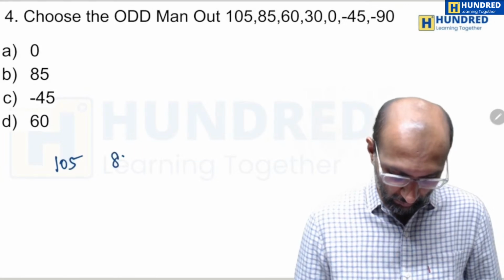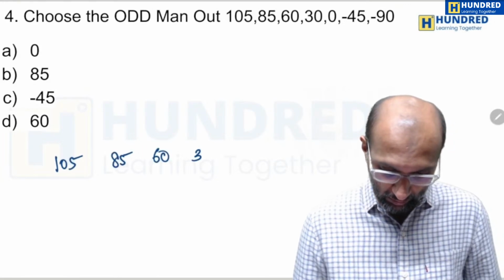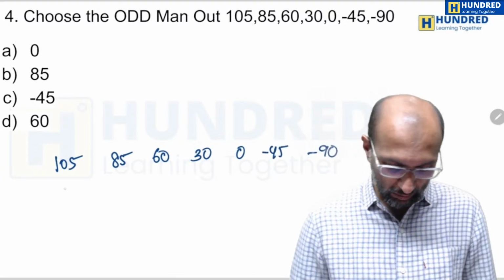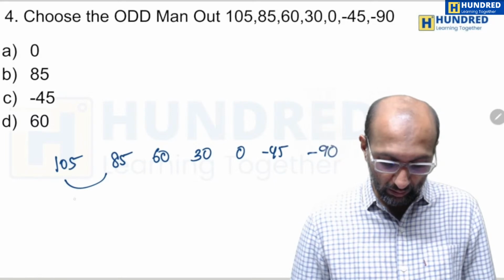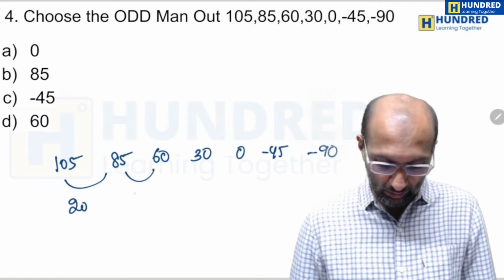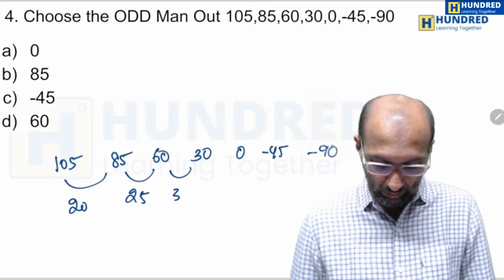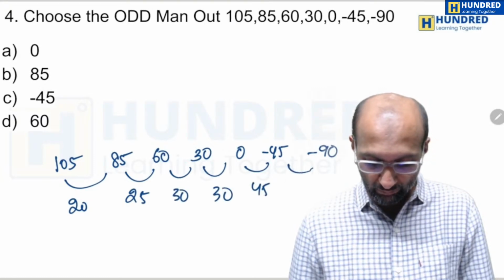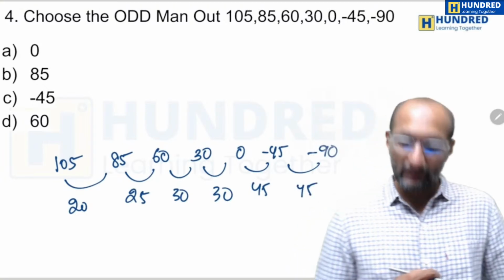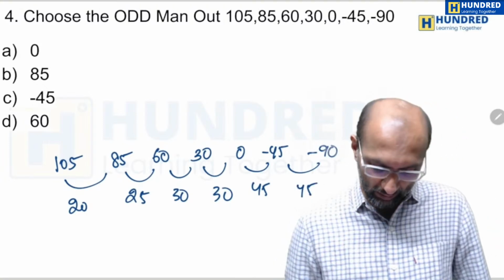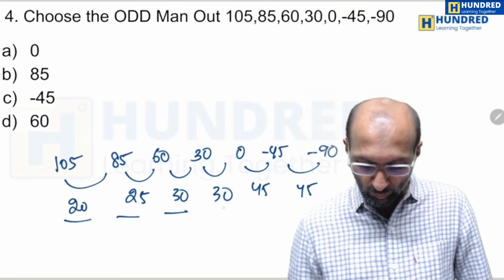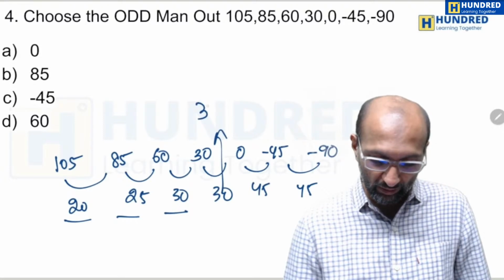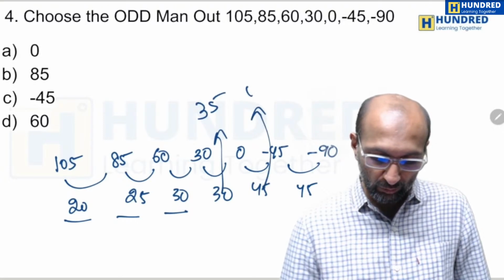105, 85, 60, 30, 0, minus 45, minus 90. So, this is difference 20. Very good. 25, 30, 30, 45, 45. Correct? So, this is 20, 25, 30. So, what do you expect here to be? You expect here it to be 35 and here you expect it to be 40.